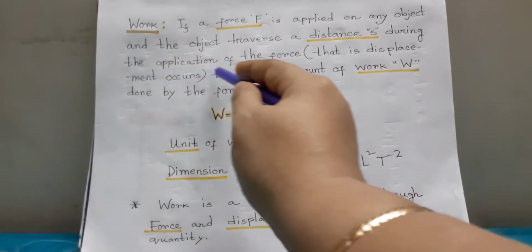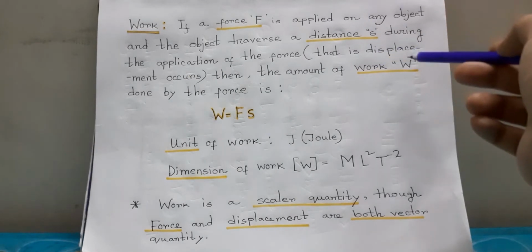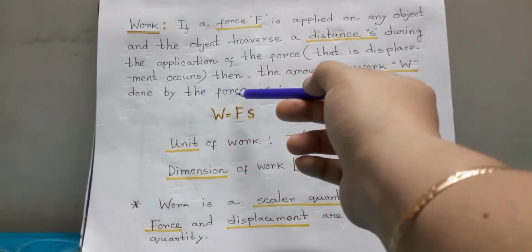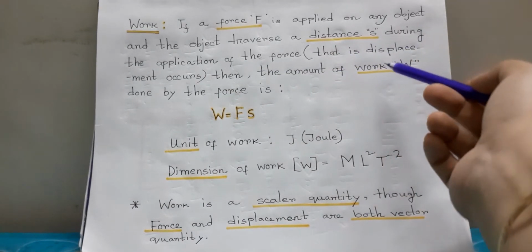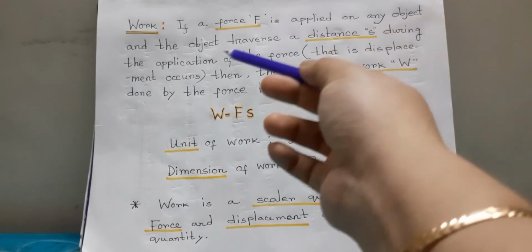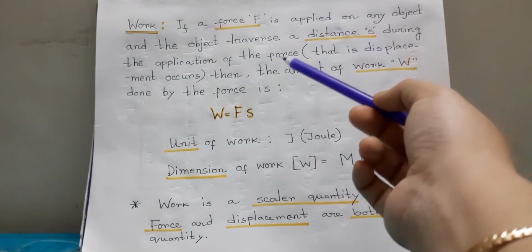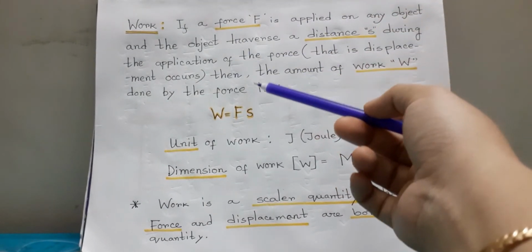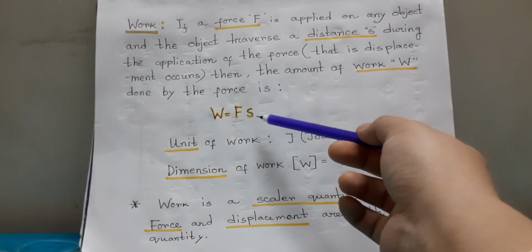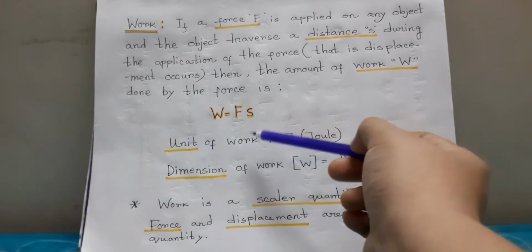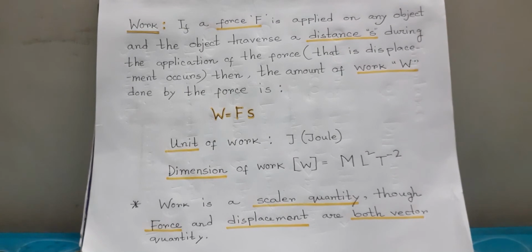This line is very important. During the application of force, then the amount of work done by the force. That means force is mandatory for completing work. And the distance traversed is also important for accomplishing a work. Work is the product of force and displacement. The unit of work is joule. Dimension of work is ML square per T square.